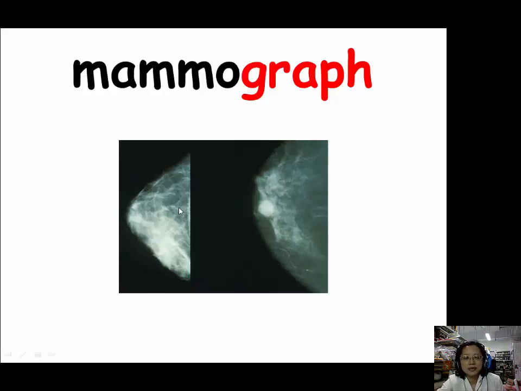Like in this PowerPoint, we show two different mammographs. On the left is the normal breast. On the right is a breast with breast cancer, you can see the mammograph shows a uniform structure of the breast, and here is where the tumor is.